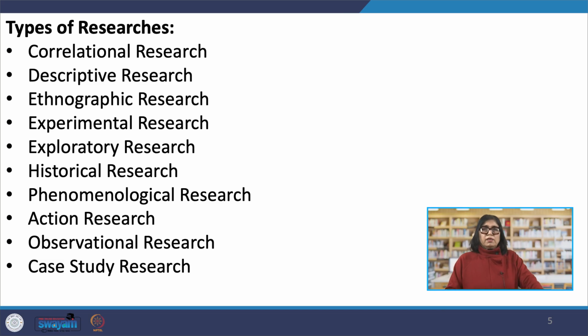Observational research collects data by observing people or phenomena without manipulating them. Observations can be overt, where participants know they are being observed, or covert, where participants are unaware they are being observed. Case study research takes an in-depth look at a specific person, group, or event. It provides a detailed understanding of the particular case being studied.